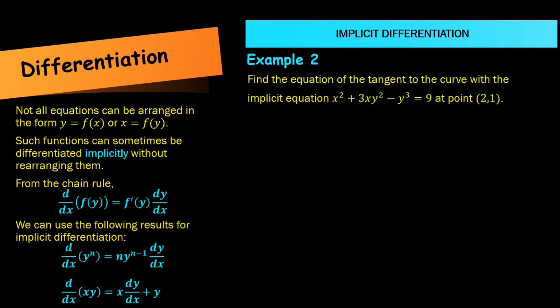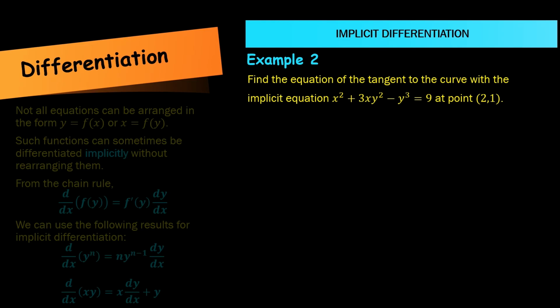And now for another example. Pause the video and have a go. Press play when you're ready to view the solution. In this example, we're required to find the equation of the tangent to the curve with the implicit equation x squared plus 3xy squared minus y cubed equals 9 at the point 2, 1. So let's solve this.